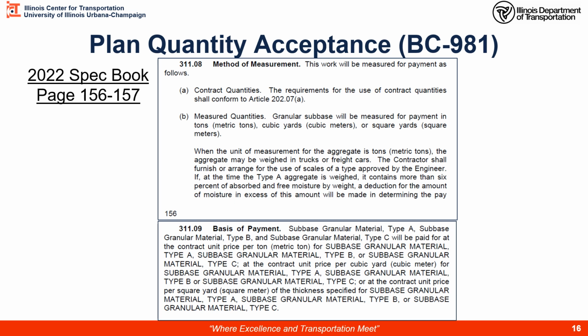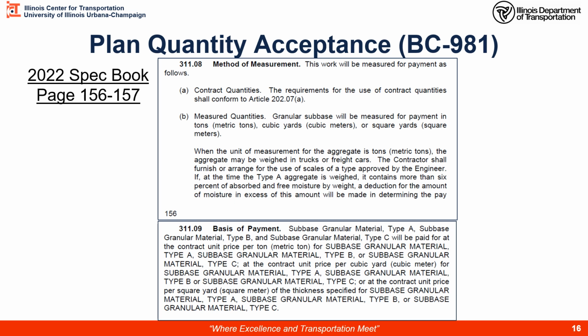However, I cannot agree to planned quantity if the unit of measure is paid by weight. So what do I do? I go to the basis of payment and I look up my pay item. Here, first one I see is this one is paid by the ton. So if I have pay item 311, granular subbase, and it's paid by the ton, I can't agree to planned quantity.